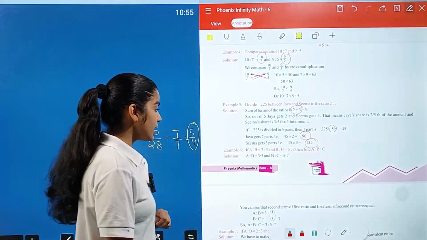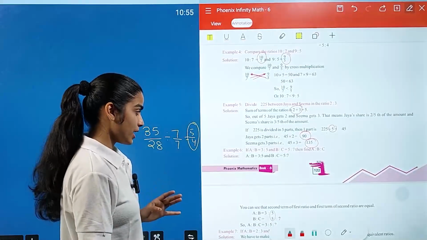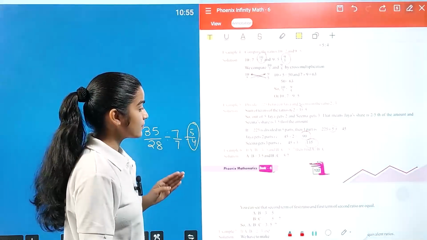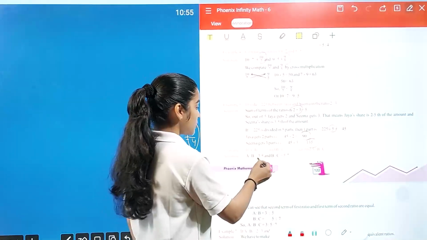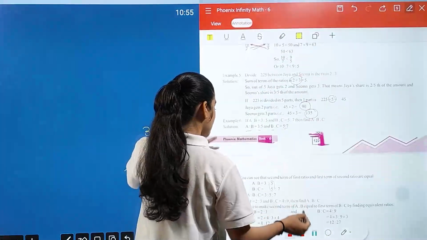If A is to B is equal to 3 is to 5, and B is to C is equal to 5 is to 7, then find A, B, C. So AB is 3 is to 5, BC is 5 is to 7.